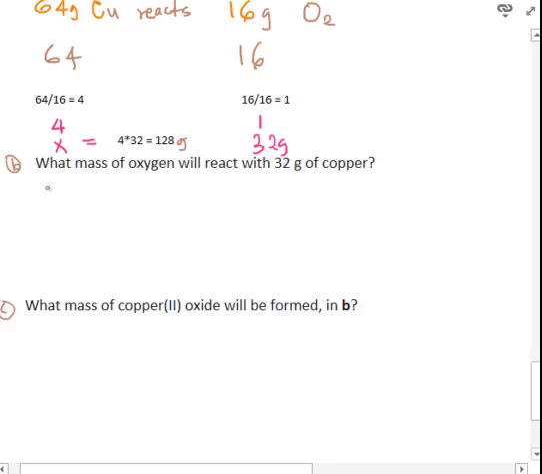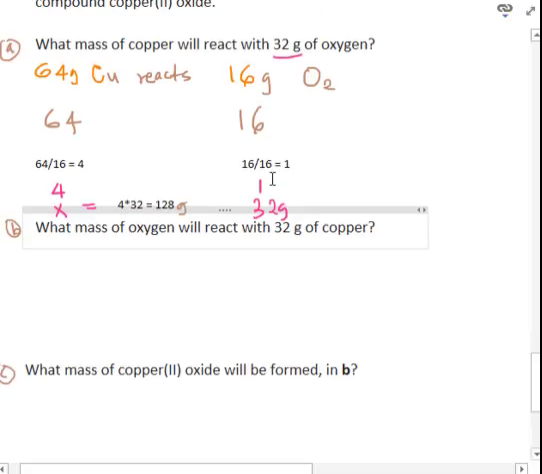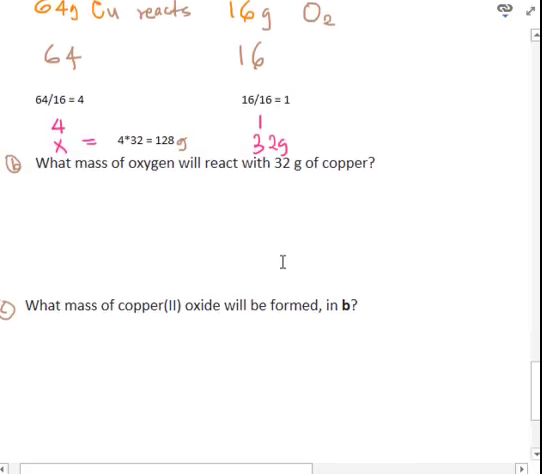So let's look at the second example. What mass of oxygen will react with 32 grams of copper? So we just go back to the ratio without wasting our time. Cu and oxygen.